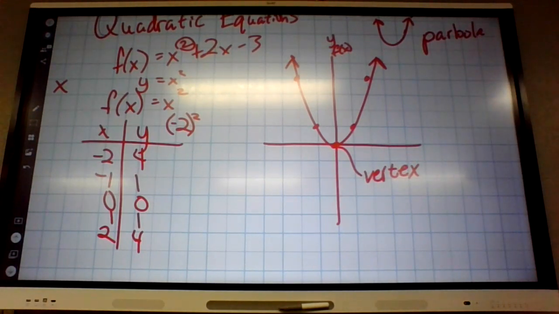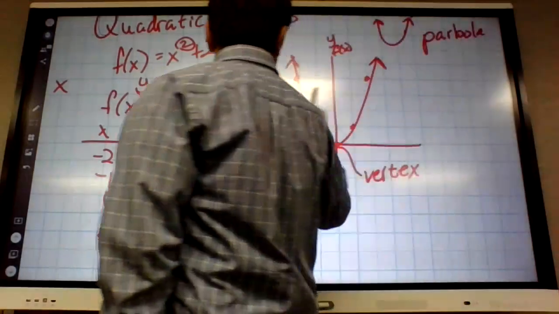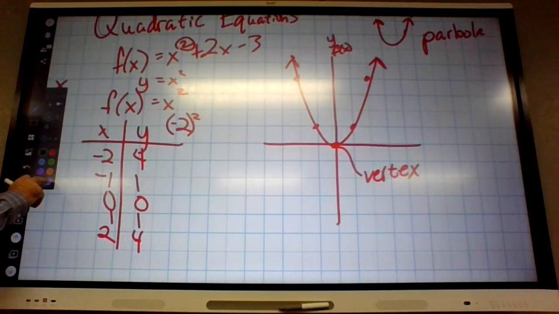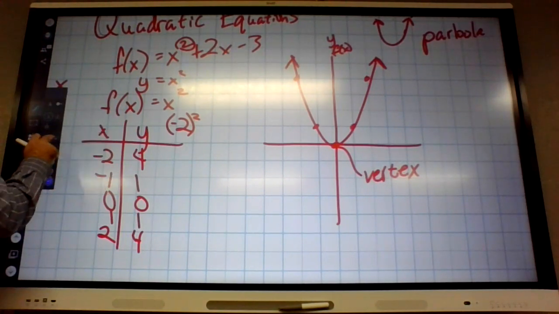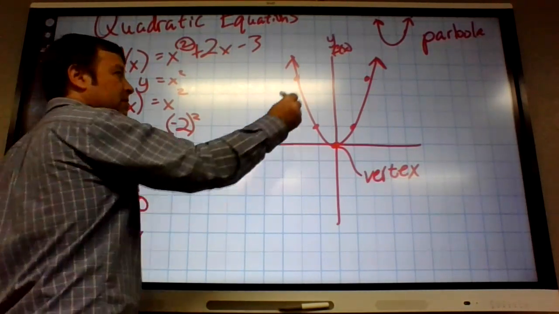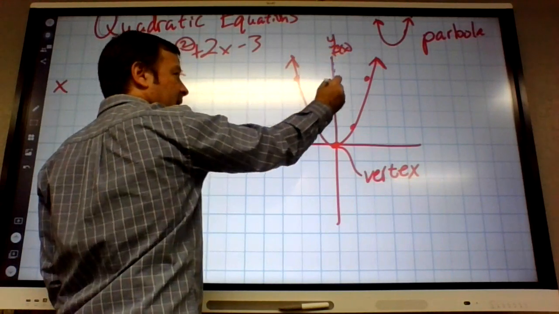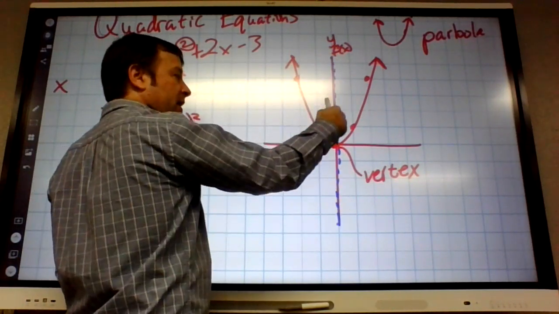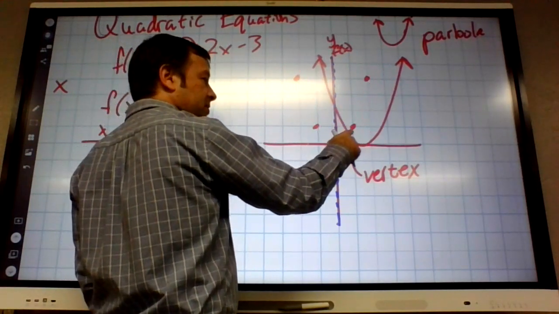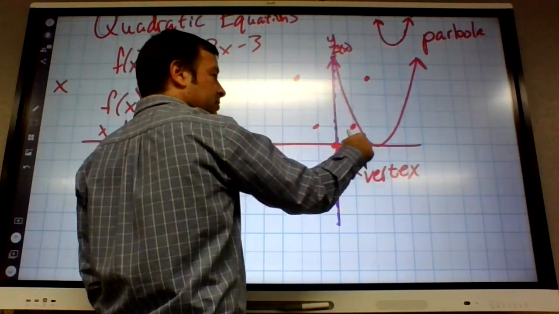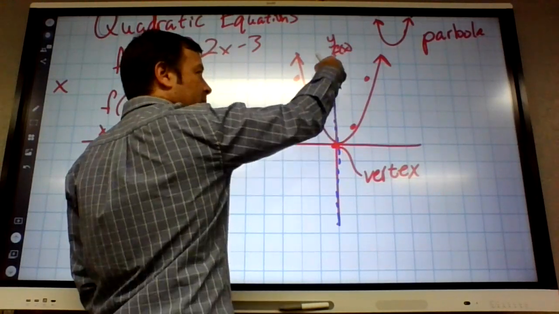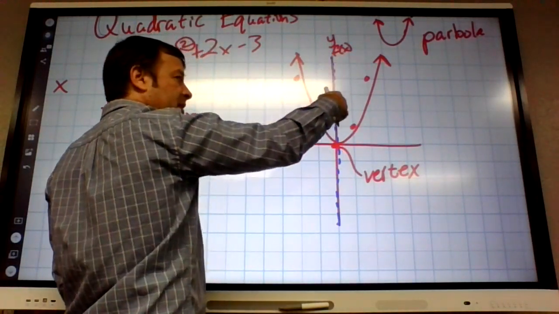Notice the parabola is symmetrical. It's the same on the left and the right. The line that goes right down the middle is called the axis of symmetry. In this case, the axis of symmetry is the y-axis, but if the parabola moves around, it could be over here. So what would the equation for this line be?